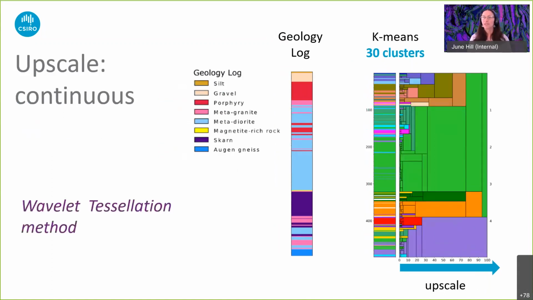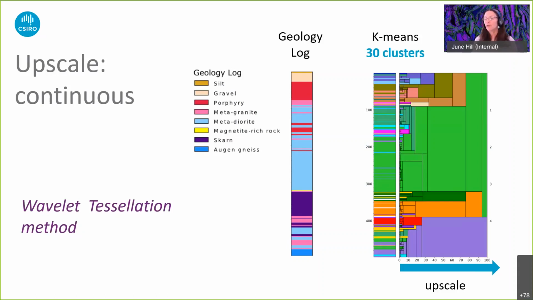So you can see there you've got the classification of every sample in that log in the middle, and then on to the right of it is the continuous upscaling. That blocky diagram, we call the Wavelet Tessellation. On the left-hand side, you can see it's divided into very small units, and then as you move to the right, you can see they're progressively grouped into larger and larger units. And this is what the Wavelet Tessellation algorithm does.